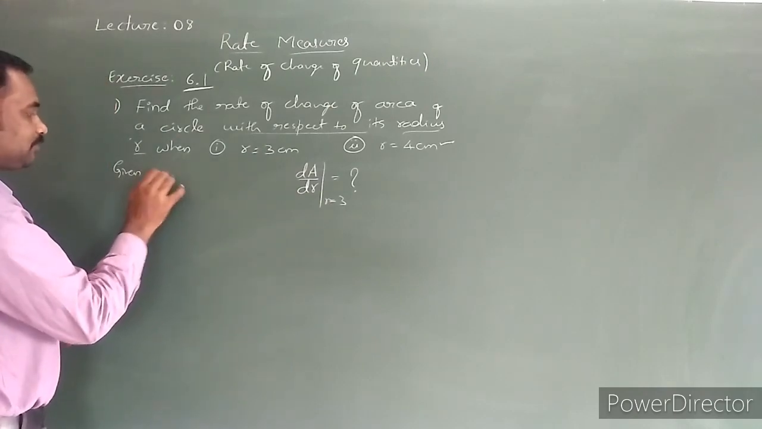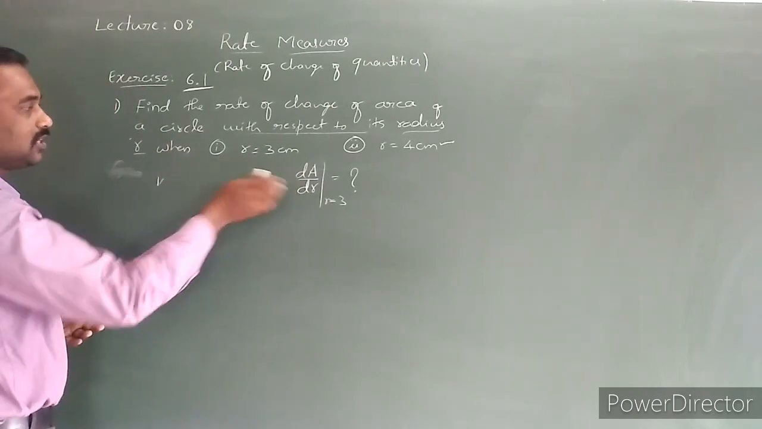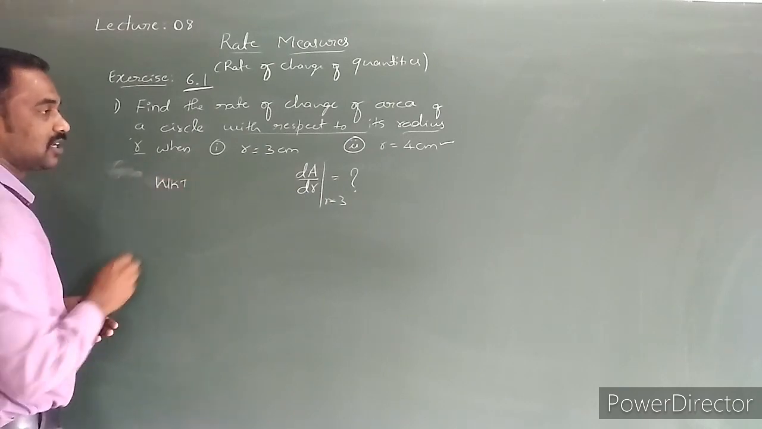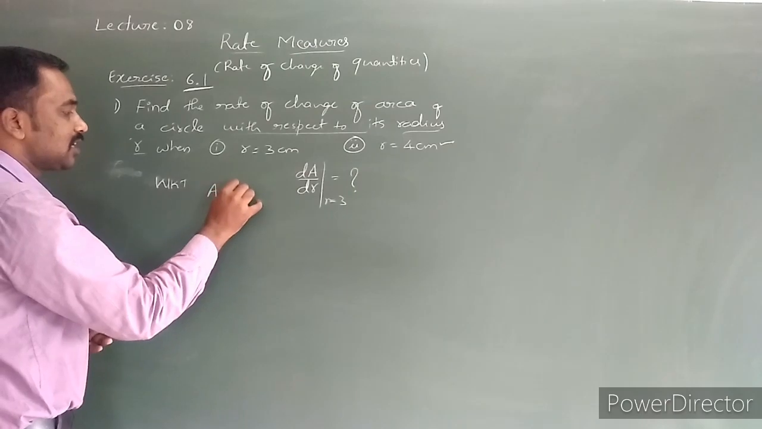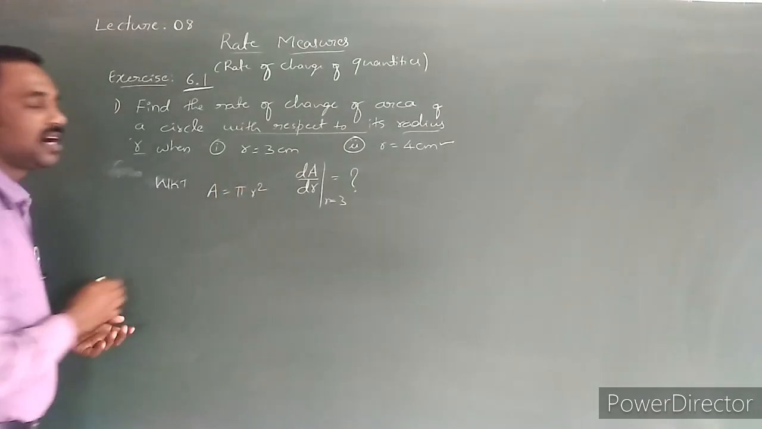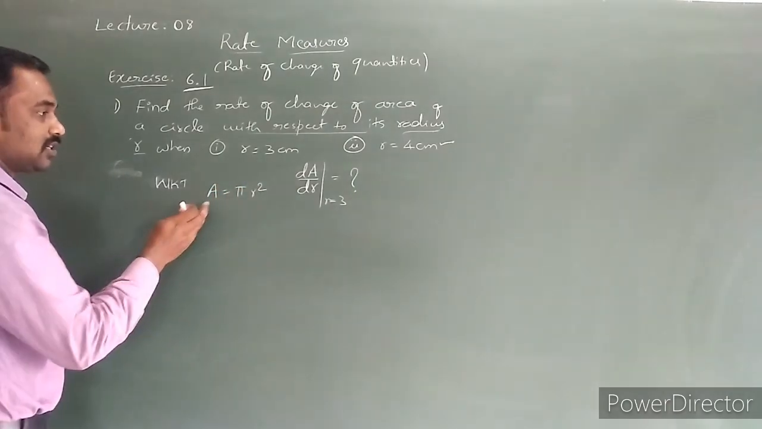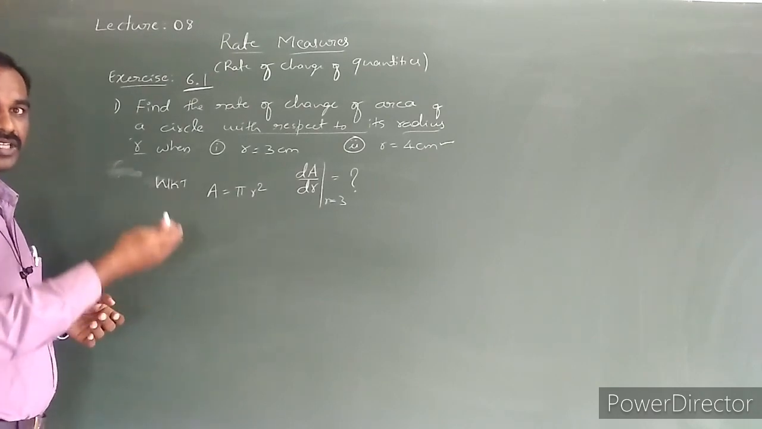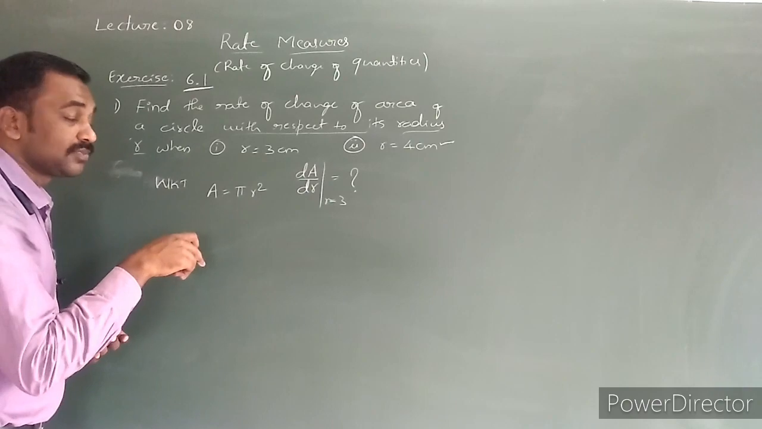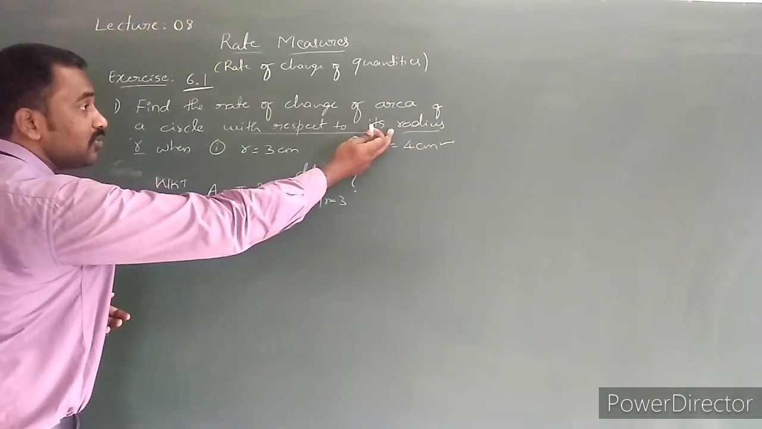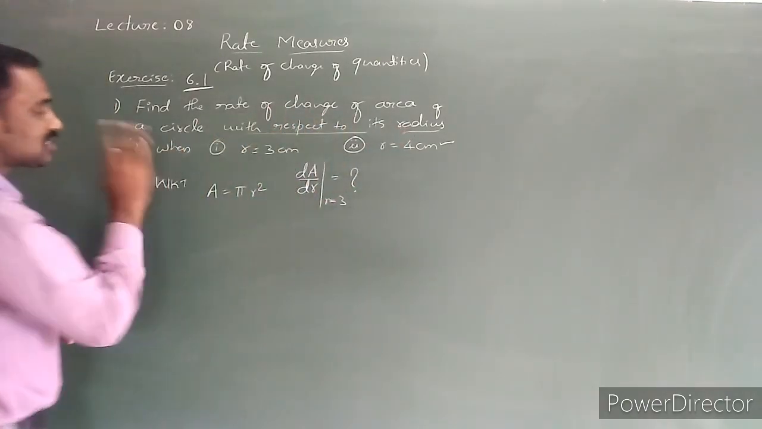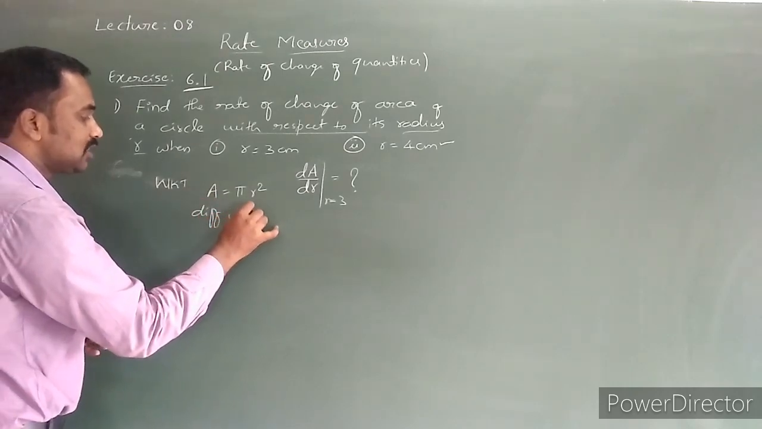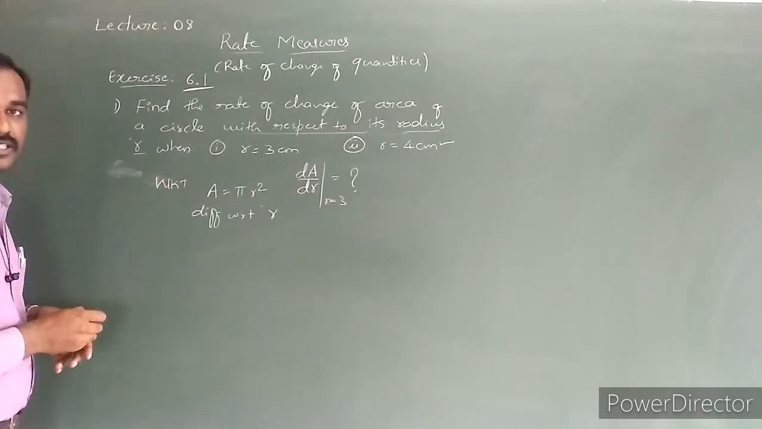So we need to find out the area of the circle. What is the area of the circle? Area of the circle is pi r square. Now differentiating with respect to what? With respect to time or with respect to the radius? With respect to the radius, because they have only given it with respect to its radius. So differentiating with respect to the radius r.